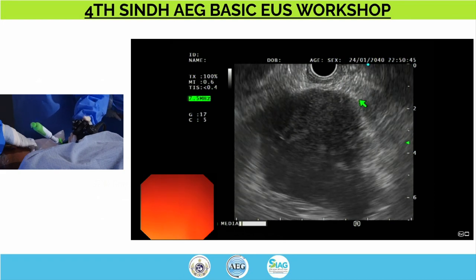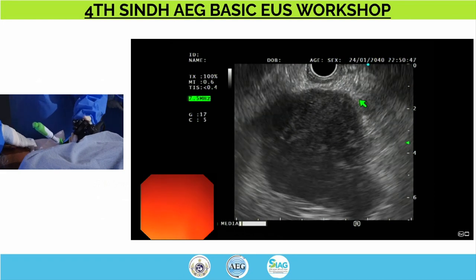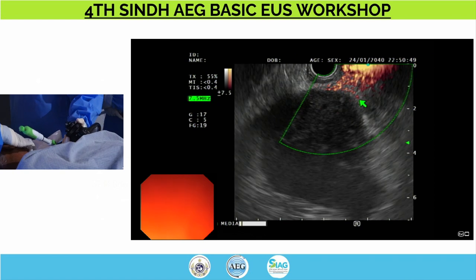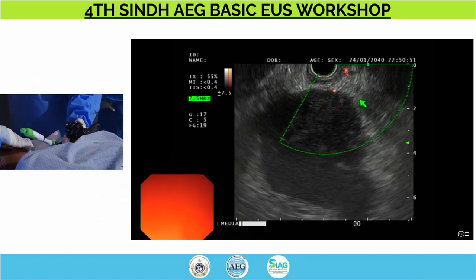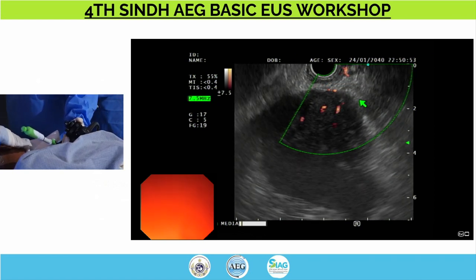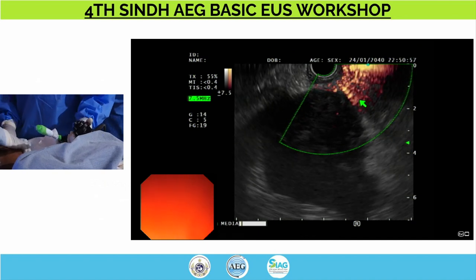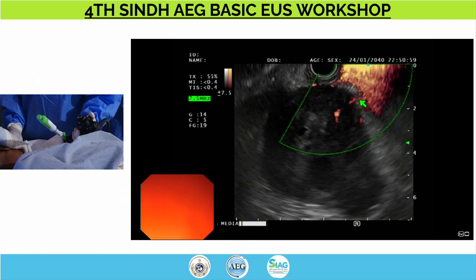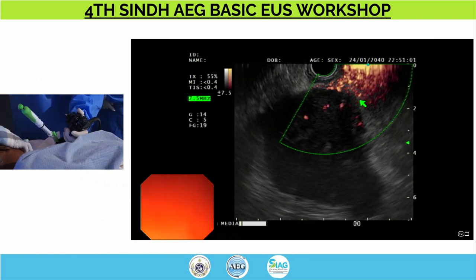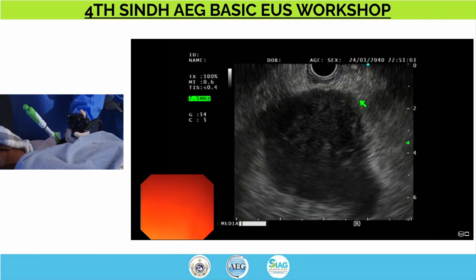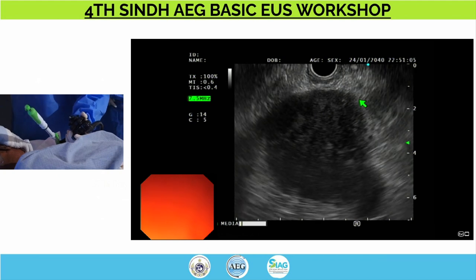Now, we are putting on our Doppler, and we probably have to go down on the gain a little bit. Yeah, go down. There we go. It looks okay, not too bad. There's more gain up there. More gain, you think, Dr. Sen? I agree. So what we're going to do is take off that Doppler.